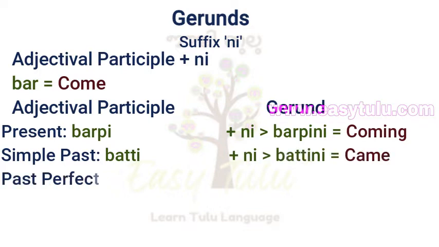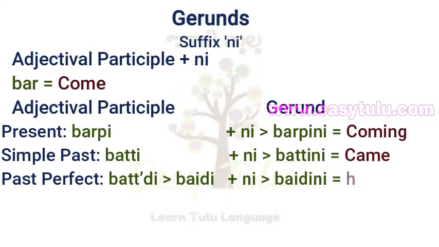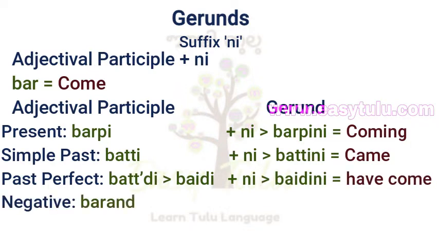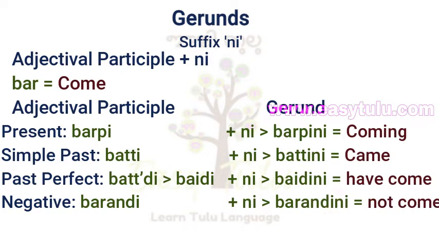Past perfect adjectival participle is batadi or baidi. Past perfect gerund is vaidi plus ni, vaidini, means have come. Negative adjectival participle is varandi. Negative gerund is varandi plus ni, varandini, means have not come.